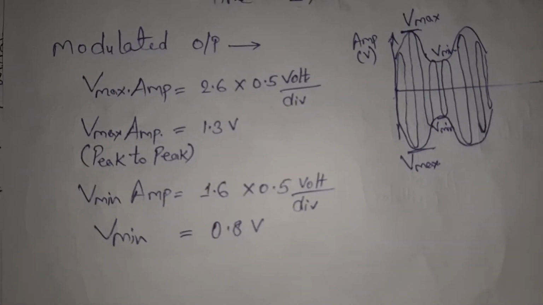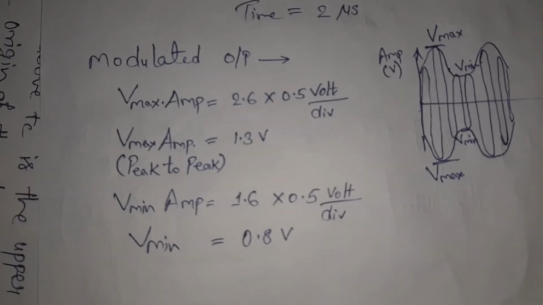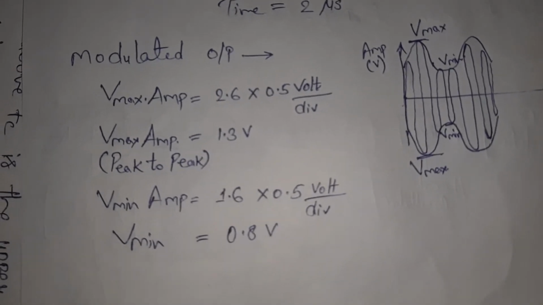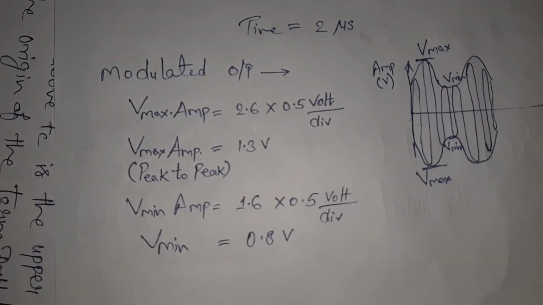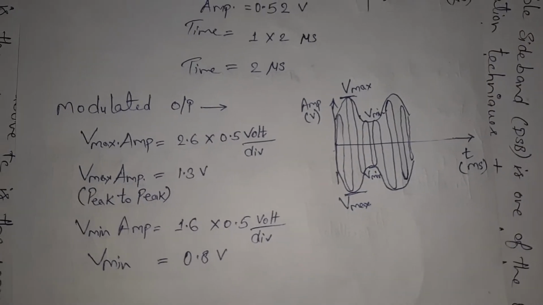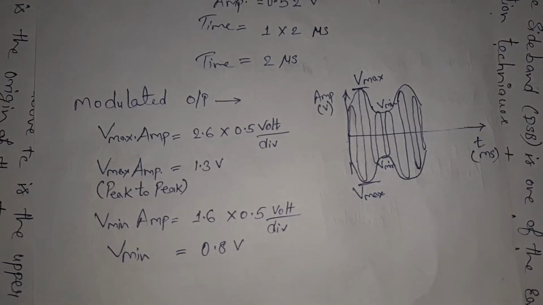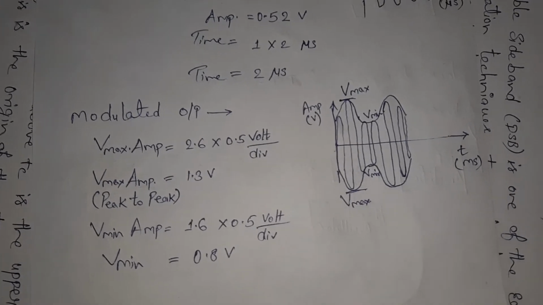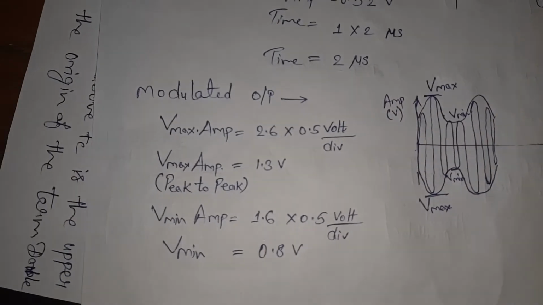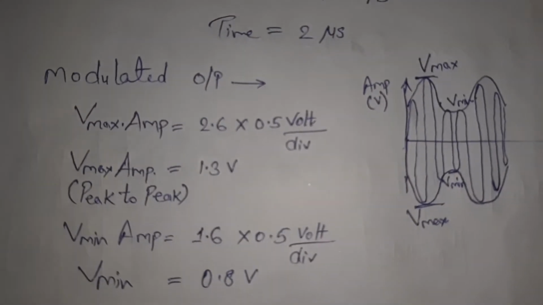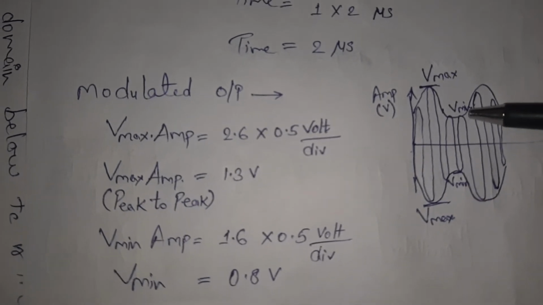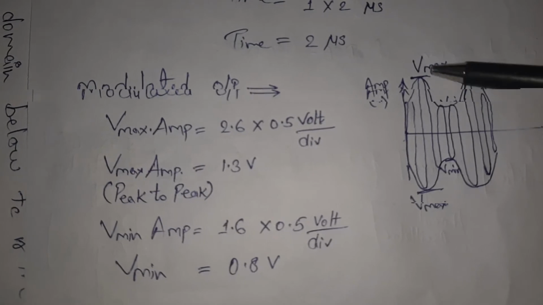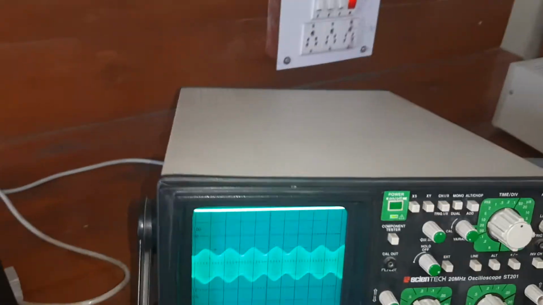So the modulated output Vmax amplitude equal to 2.6 into 0.5 volt per division, that is peak to peak Vmax equal to 1.3 volt. Likewise Vminimum, total amplitude equal to 1.6 into 0.5 volt, so Vminimum is 0.8 volt. You can see it on this screen also, Vmax peak to peak and Vminimum peak to peak. So this is our DSB amplitude modulation generation.